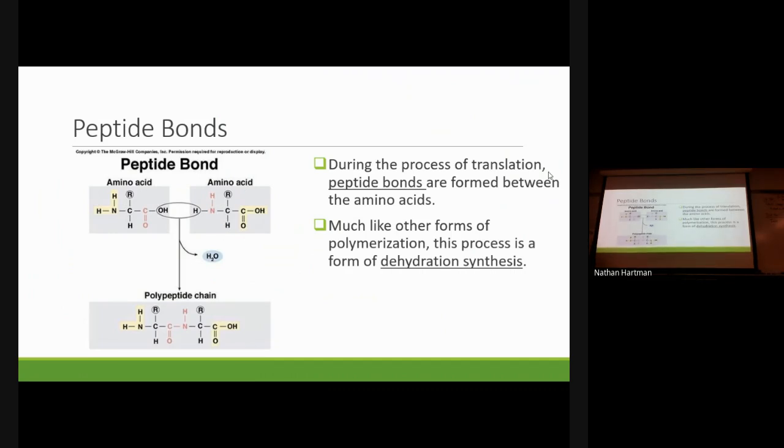All right, so we got an amino acid. This is the amine group. This is the acid group. Take the OH from the acid on this one, the H from the amine on that one, and we form a new bond. And that whole special thing, that's the peptide bond right there.